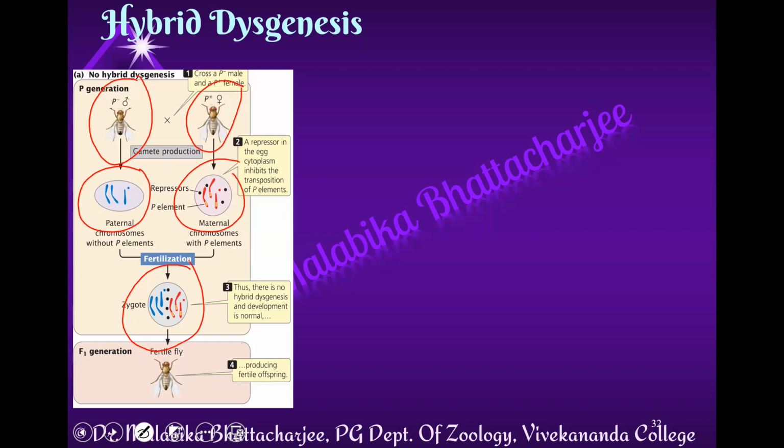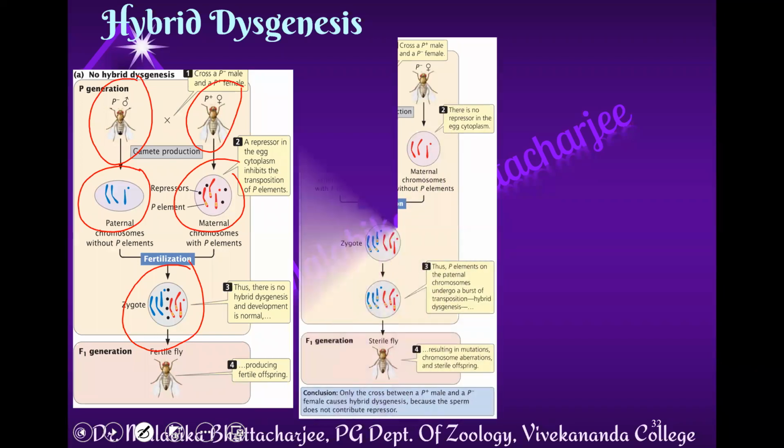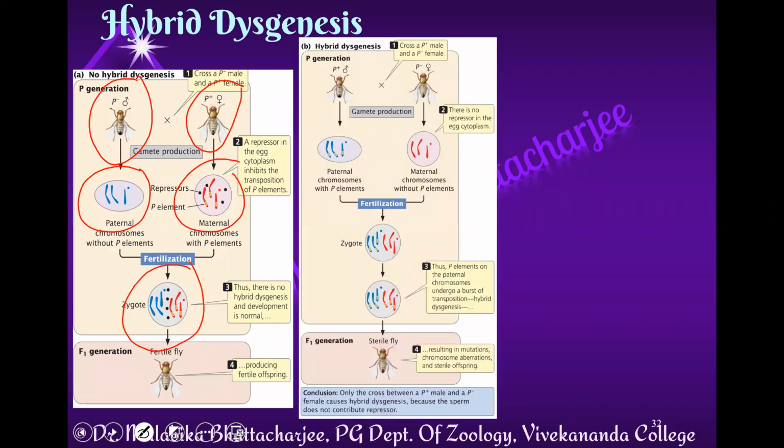To repeat once more, when the flies from two of these strains are crossed, so P plus and P minus, the progeny displays dysgenic traits, a series of defects including mutations, chromosomal aberrations, distorted segregation and meiosis, and the most important one is reduced fertility. So they become almost sterile. Now what happens? Let's look at this scenario. We have a P plus male and a P minus female.